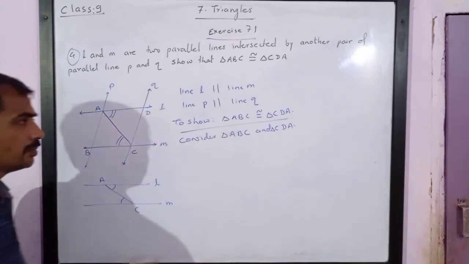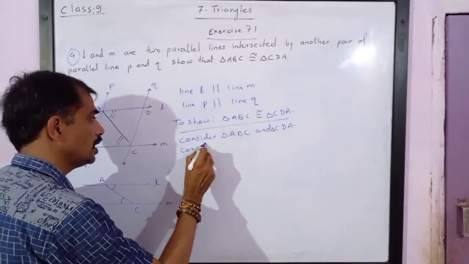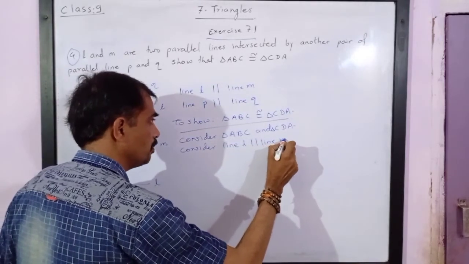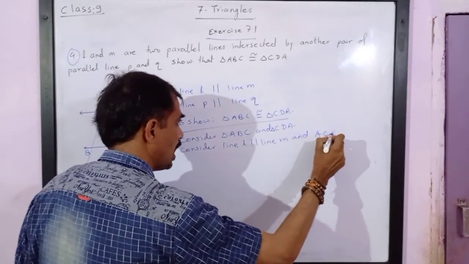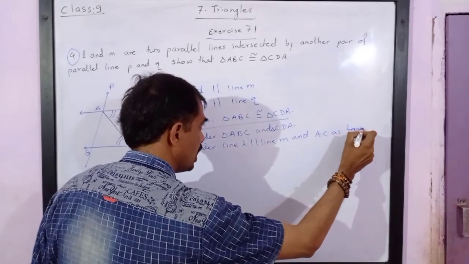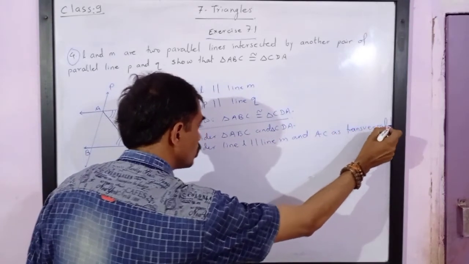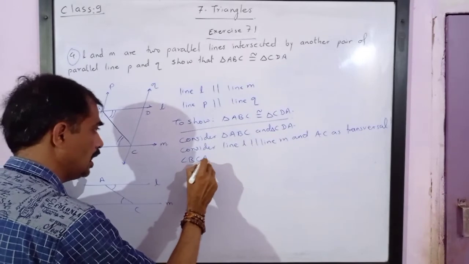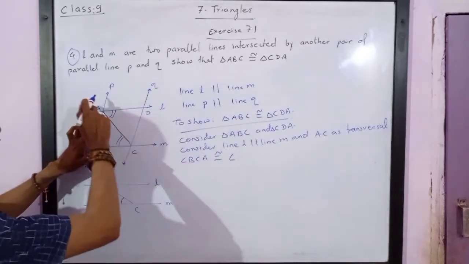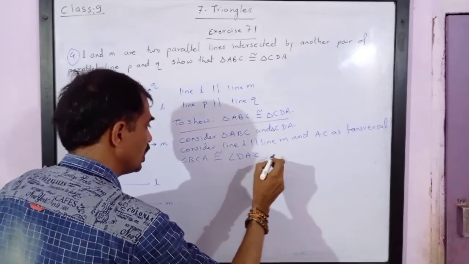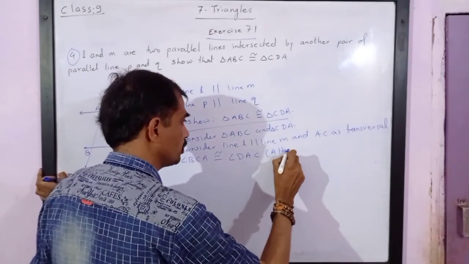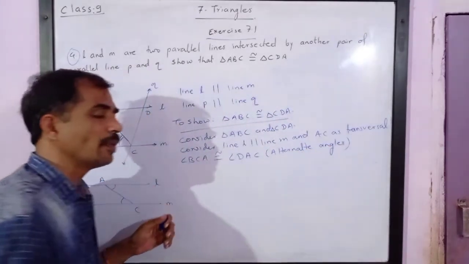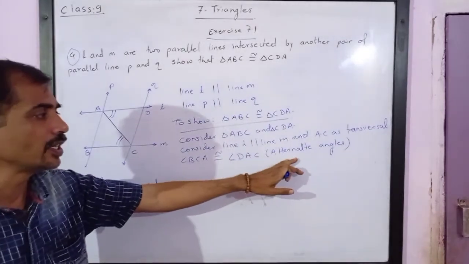Again in this also you have to consider line L parallel to line M and AC as transversal. So you will get angle BCA congruent to angle DAC. Reason is they are alternate angles. Alternate angles formed by parallel lines and transversal are congruent. This is what we have already studied in 6th chapter.